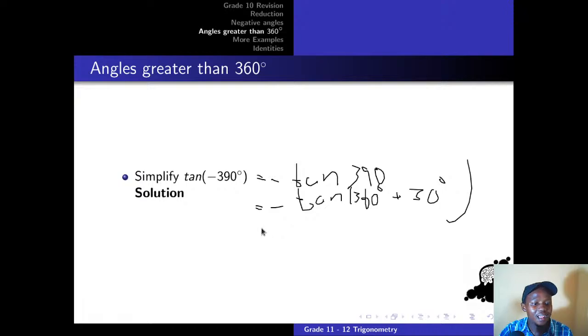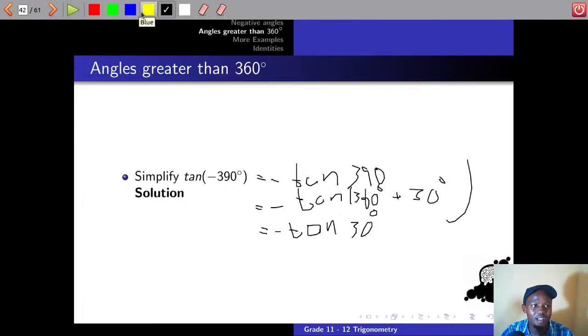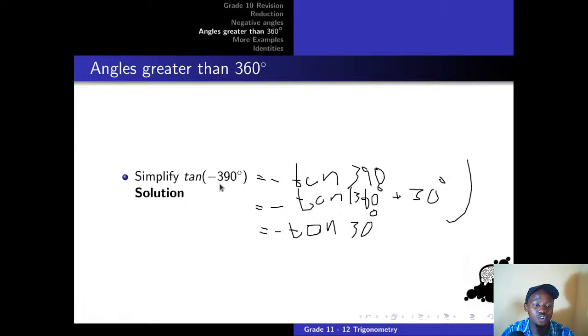Now, 360 plus takes us to the first quadrant. I bring this negative sign down. Tan is positive in the first quadrant, so I leave this as tan as it is, a tan of 30 degrees. So please take note, we're working with both a negative angle as well as reducing more than once. Because we have a negative angle, all negative angles are in the fourth quadrant, tan is negative in the fourth quadrant. Then because this angle that we have is greater than 360 degrees, we have to do some reduction.